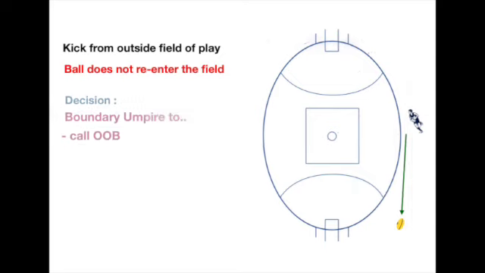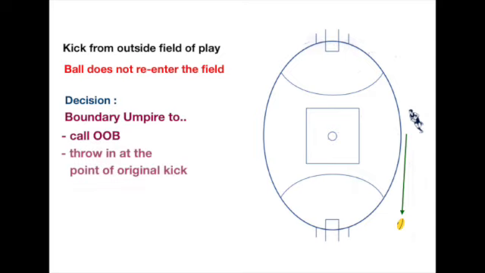So what happens is the boundary umpire calls out of bounds, and the ball is thrown in at the point where the original kick occurred.